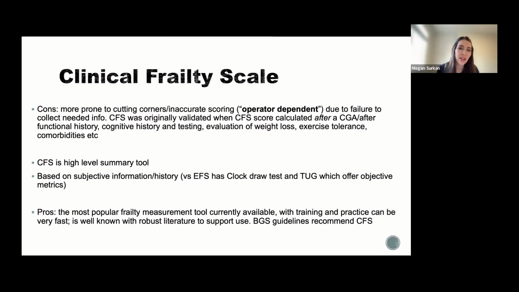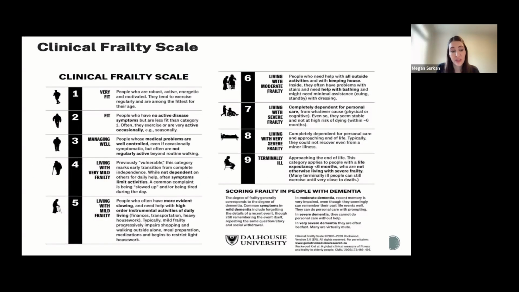It also was originally validated in community dwelling older people after they had a CGA done. So based on the CGA, you have your functional, your ADL history, you have your cognitive testing and history. You've asked about geriatric syndromes like weight loss and exercise tolerance, falls, comorbidities, et cetera. So it's a high-level summary tool. It's a little more subjective than something like a clock draw test or timed up and go. So again, this is a CFS 1 to 3 not frail, 4 to 9 frail.